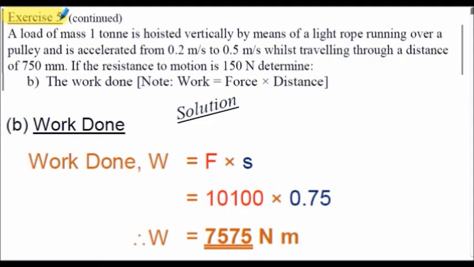Exercise 5, this is part B, calculating the work done. Note that work done is force multiplied by distance travelled. I'll leave you to review this solution at your own pace. It's identical to that in our previous presentation. D'Alembert's principle doesn't affect this part B of exercise 5.